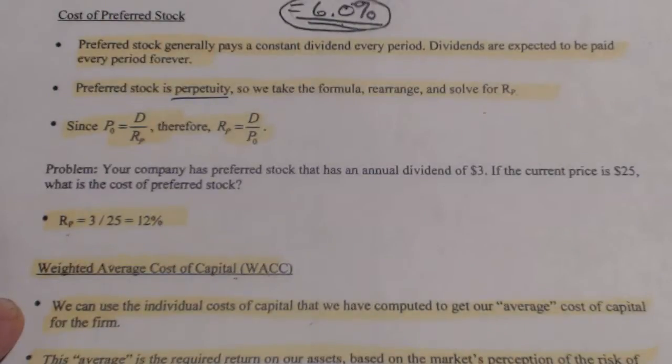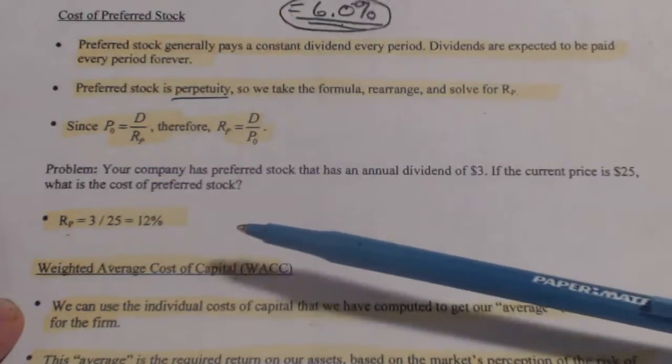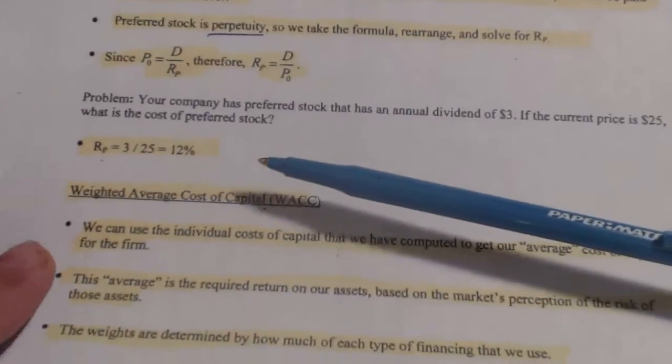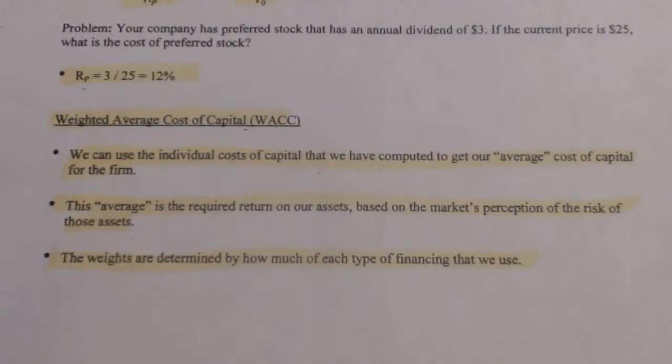Now it just depends on whose standpoint you're looking at. From the company's standpoint, it's the cost of preferred stock. From the people that have the preferred stock, the equity holders, it's return on preferred. Either way, it's the same thing. It just depends on whose vantage point you're looking at.